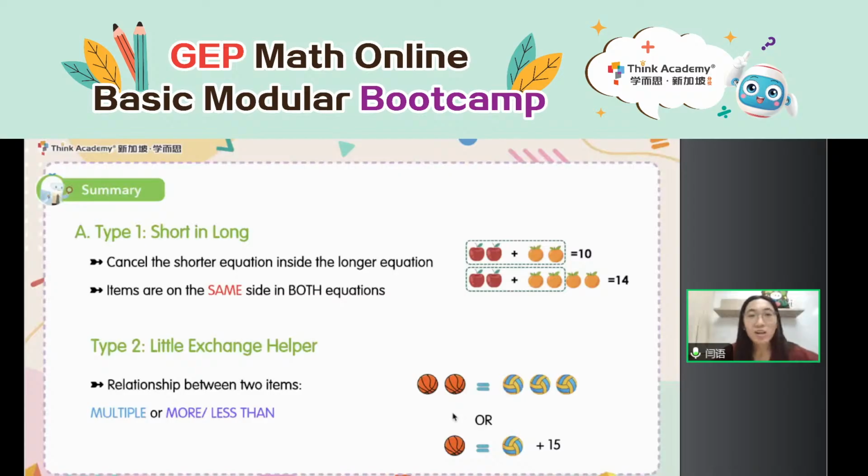Yeah. So actually, this is the end, and let me just show you some summary, okay? When it comes to comparison and replacement word problems, for the first type, that is how do we find the short in long? Here, you can find that the items are on the same side in both equations. Then for the second one, that is the little exchange helper, just like the pearl and the glass question, right? But do remember that you must read the question carefully, okay?